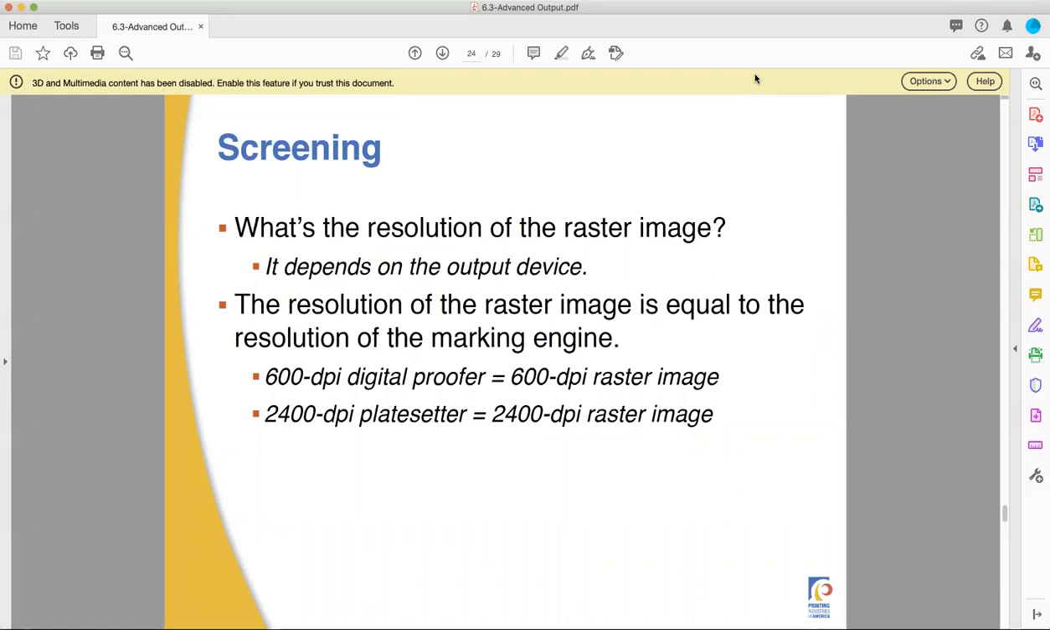600 dots per inch is typical for digital proofers, although now 1200 is more usual as well than when this was written. And a plate setter is typically around 2400 DPI, which means its raster image is going to be 2400 DPI. The point is not what the DPIs are of these various devices. The point is that they match the output of the machine.